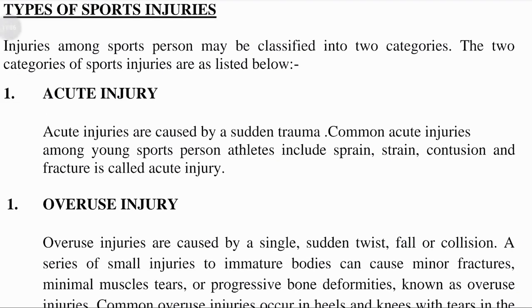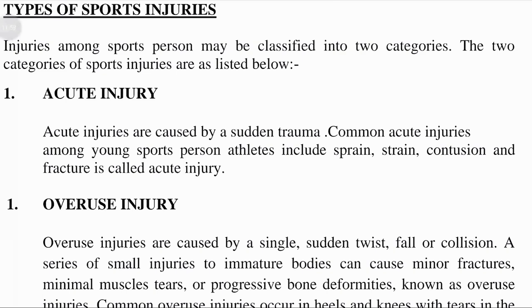Acute injuries are usually the result of a single traumatic event. Common examples are wrist fractures and ankle sprains caused by a sudden trauma. A traumatic event is an incident that causes physical, emotional, spiritual, or psychological harm.